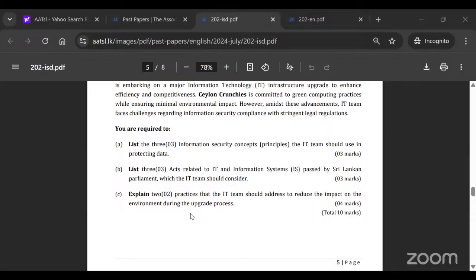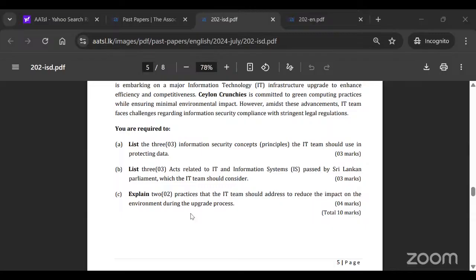Explain two practices that the IT team should address to reduce the impact on the environment. What can we consider? Mainly energy consumption, right? That means energy efficient hardware. The IT team should prioritize the use of energy efficient hardware during upgrades.